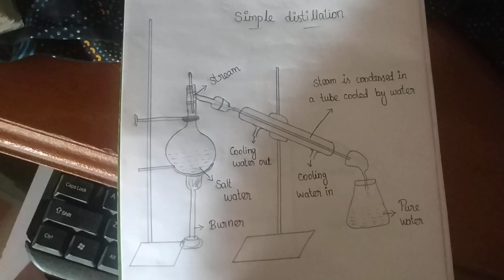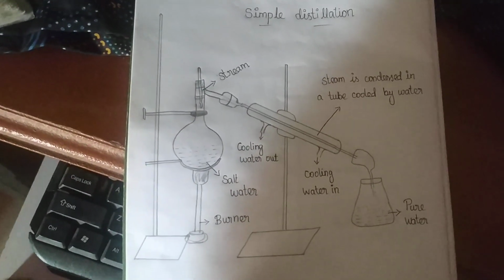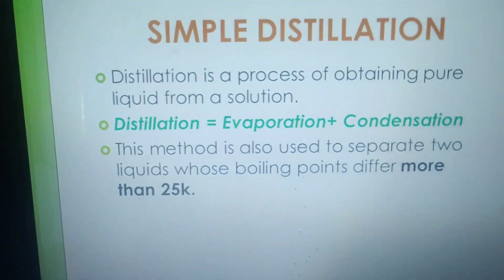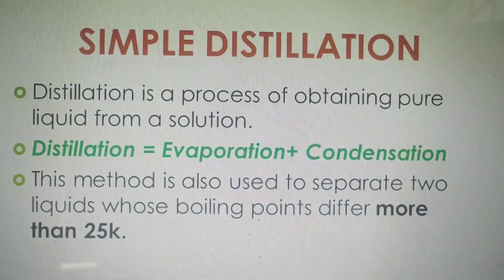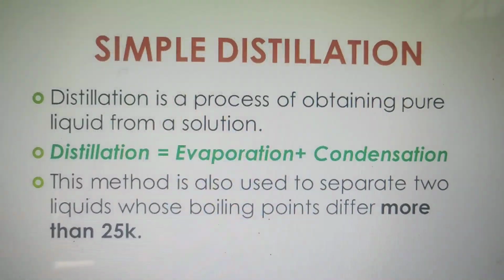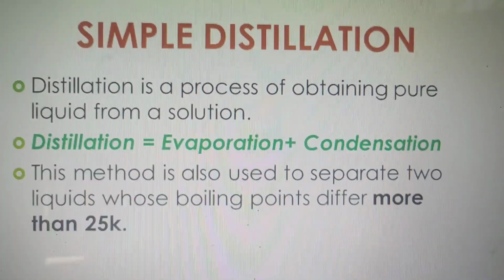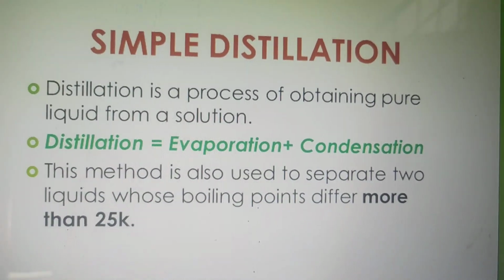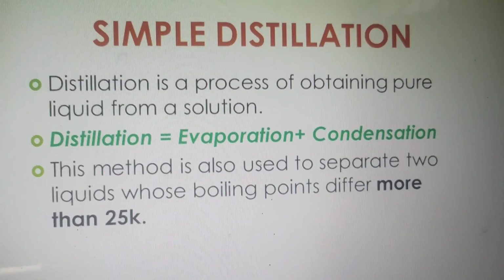Okay, what are the processes involved in this distillation process? Evaporation and condensation. What are the boiling points of the liquids we use in the distillation method? More than 25 Kelvin. Those liquids we separate by the simple distillation method.